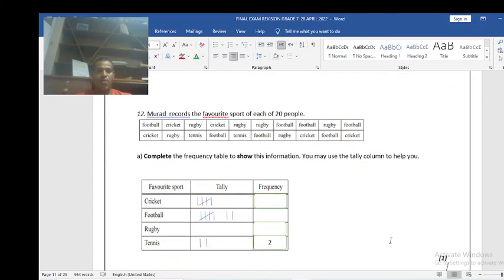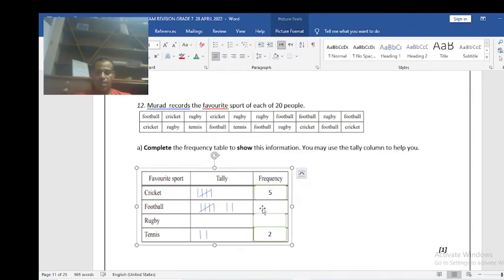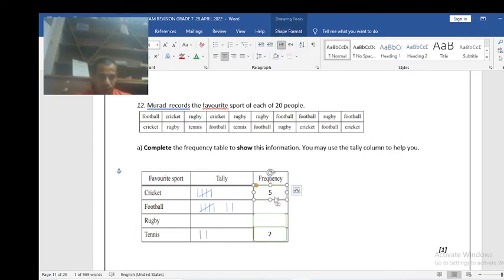Now I'm going to complete cricket here. How many? 5. Let's count 1, 2, 3, 4, and 5. So the tally marks is 5. In the frequency you should write the number of tallies. Then football is written here, so this one should be equal to 7. This is 7 learners.